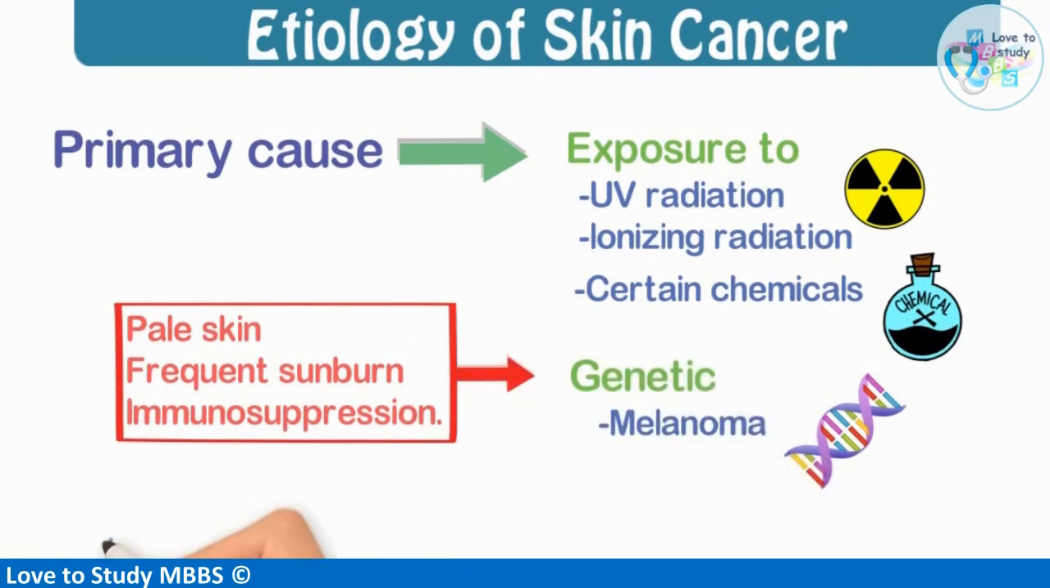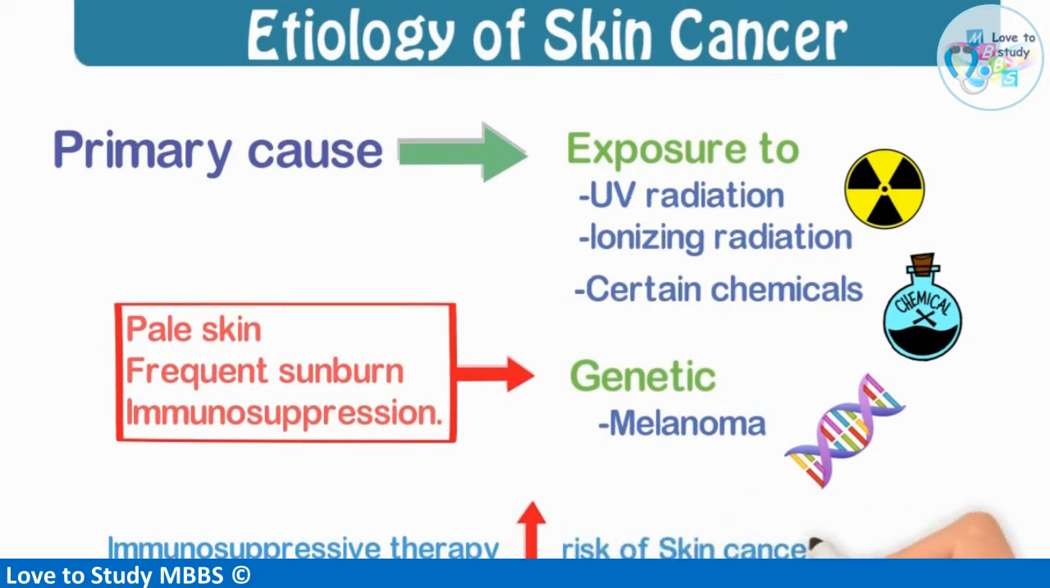Patients on immunosuppressive therapy for any reason will have an increased risk of skin cancer because they don't adequately get rid of the cancerous changes in the cells occurring because of UV radiation exposure.